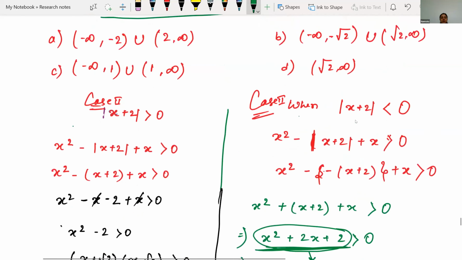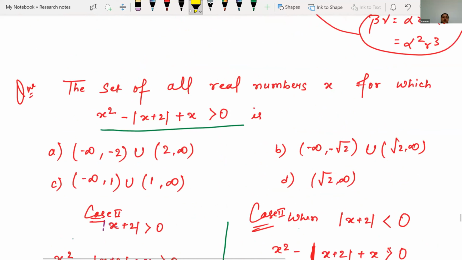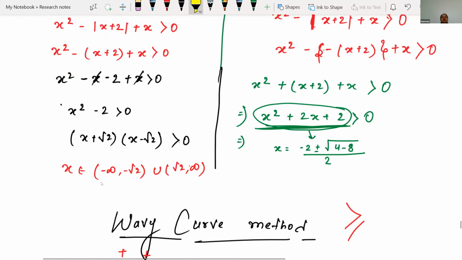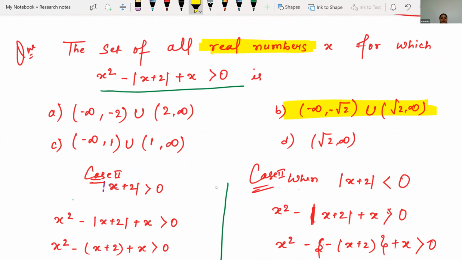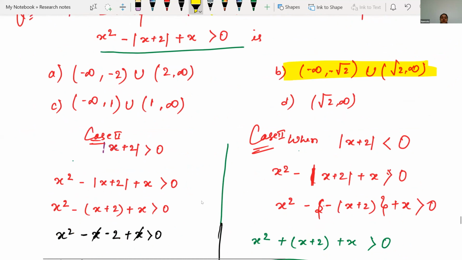And here the question says real numbers only we need. So the other case is not helping us. Only the first case shows that the interval of x will be minus infinity to minus root 2 and root 2 to infinity. This is the correct option. Any confusion over here? No, ma'am. Okay. Let me take a few more questions.